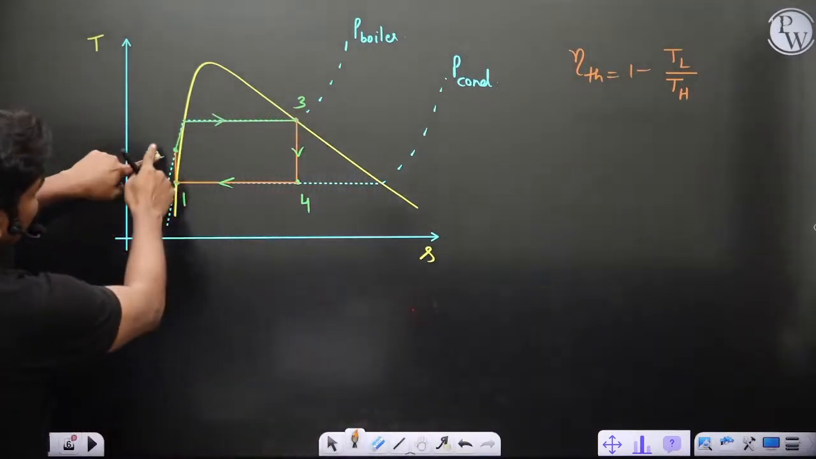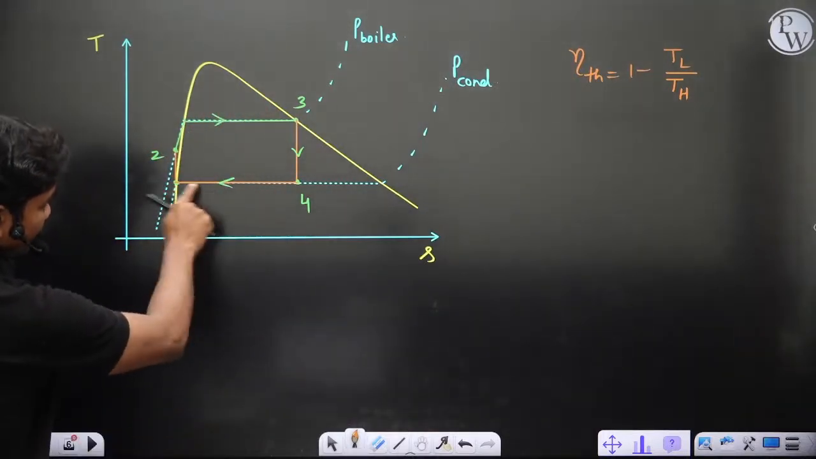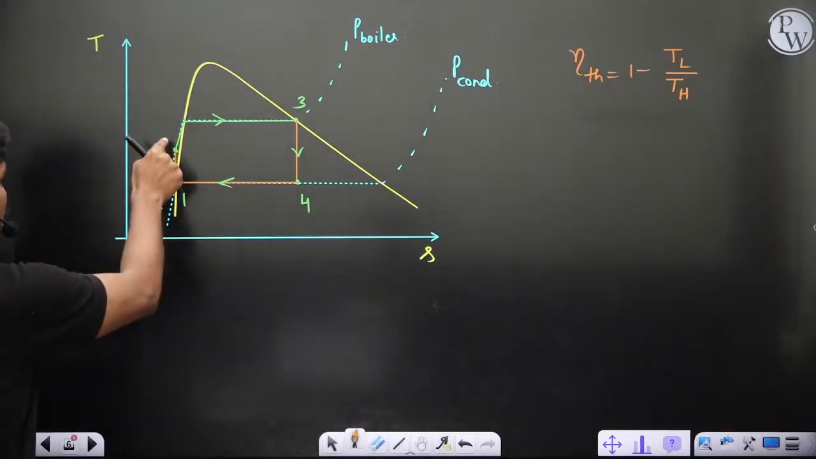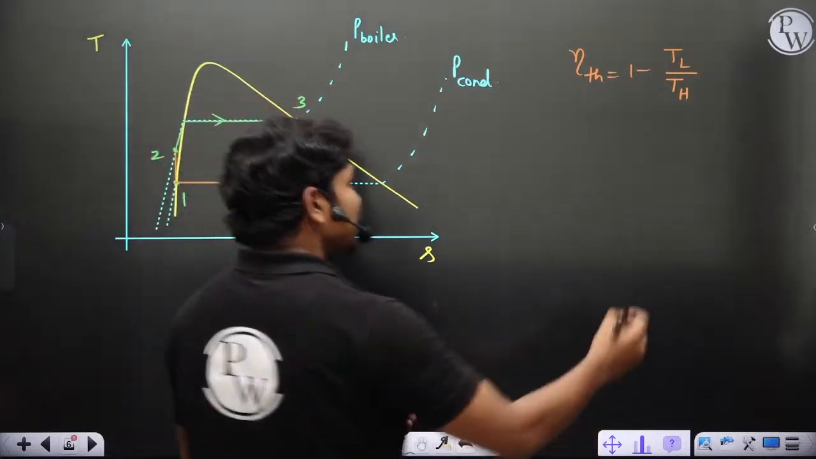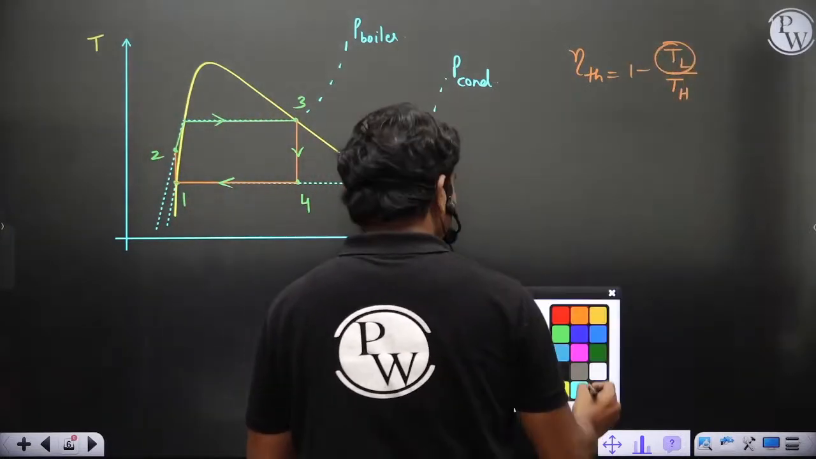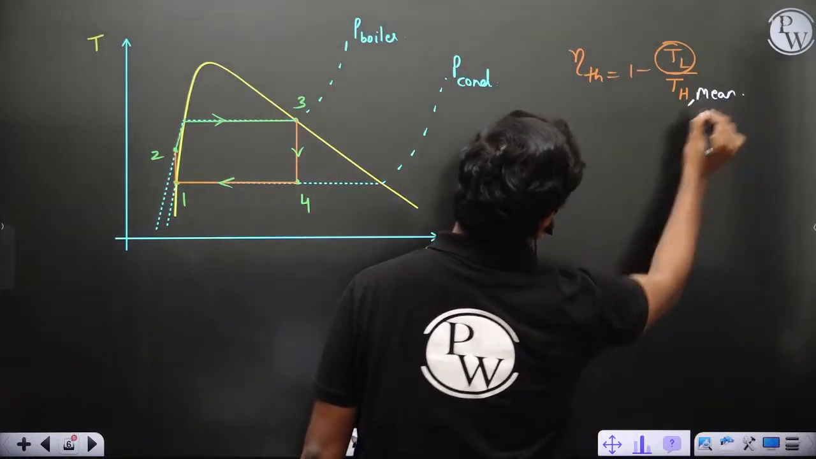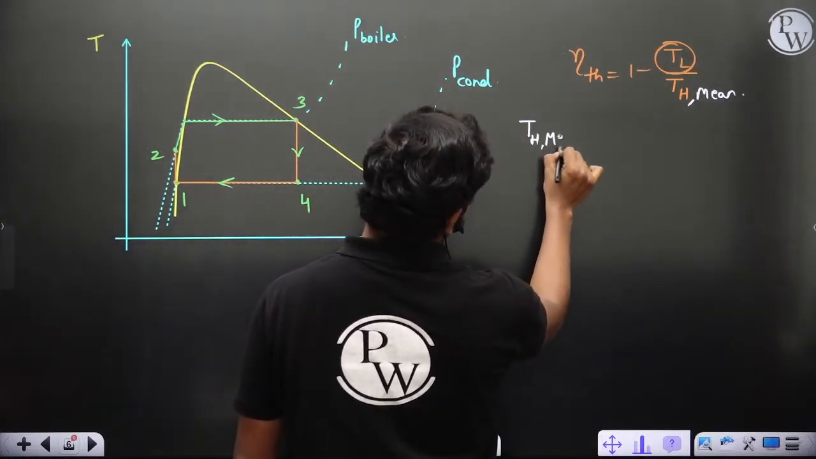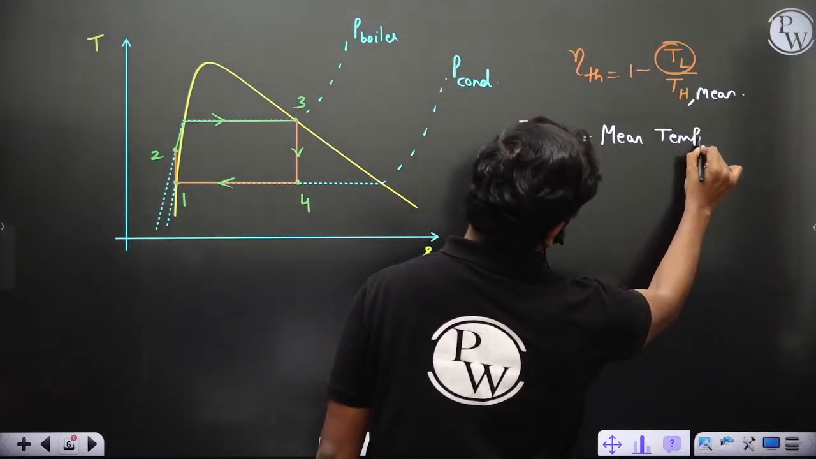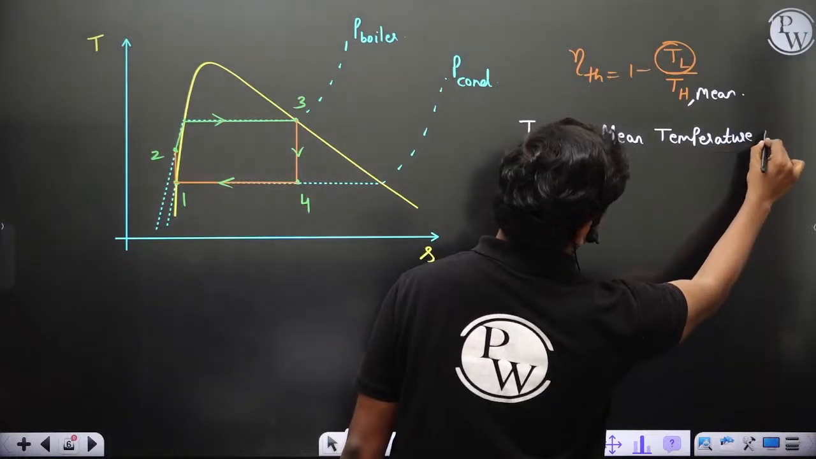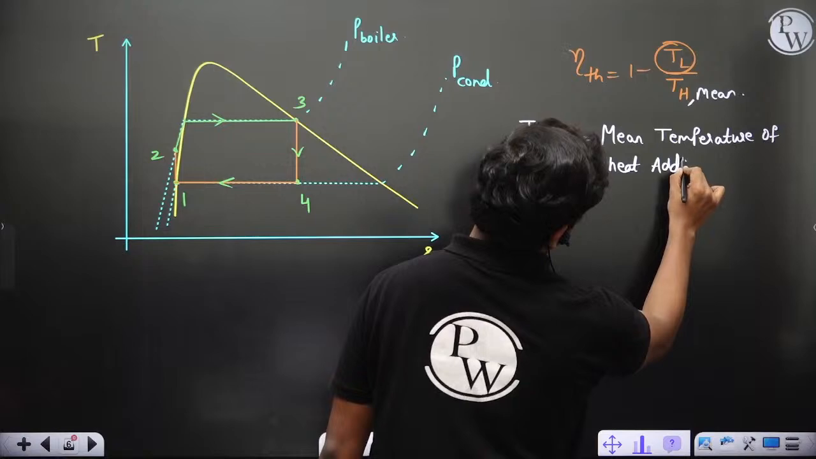Now if you see this cycle, 2 to 3 is a constant pressure process, but not an isothermal process. This is isothermal, of course, because it's phase change of a pure substance, but 2 to 3 is not isothermal. So TL is constant in this cycle, but TH is not constant. So we define something called TH mean. TH mean is called the mean temperature of heat addition.